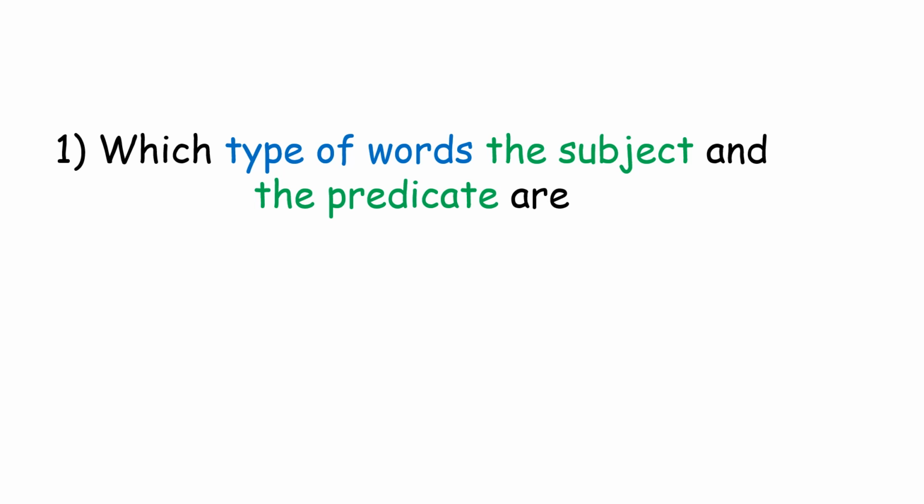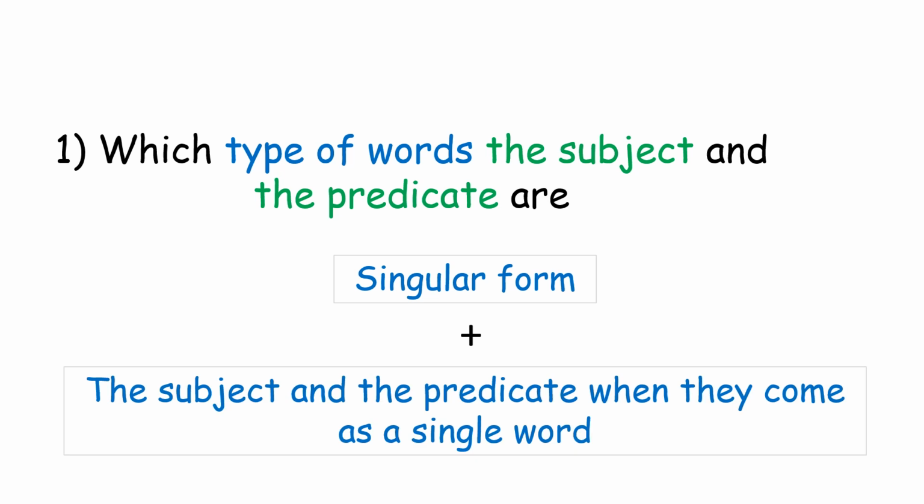Back to the lesson, and to begin with, let's answer this question. Which type of words the subject and the predicate are? The criteria we are going to adopt is definiteness, but first thing first, let me remind you that we are still within the limits of the singular form, and that we will focus on the subject and the predicate when they come as a single word. There are definitely more options out there, but we will save them to the last part of the lesson. Now that we have agreed on this, let's answer the question, shall we?